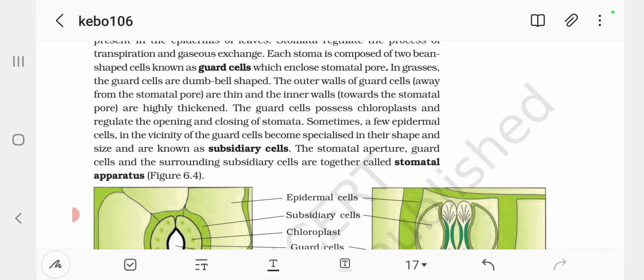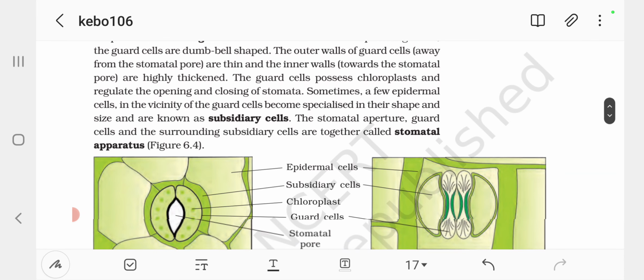Each stoma is composed of two bean-shaped cells known as guard cells, which enclose the stomatal pore. In grasses, the guard cells are dumbbell shaped. The outer walls of guard cells away from the stomatal pore are thin, and the inner walls towards the stomatal pore are highly thickened. The guard cells possess chloroplasts and regulate the opening and closing of stomata.